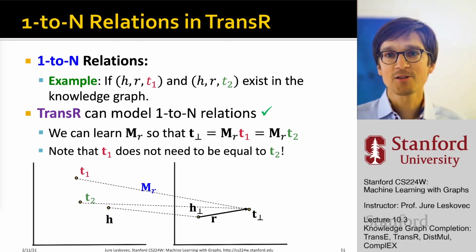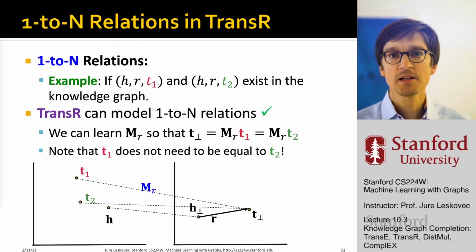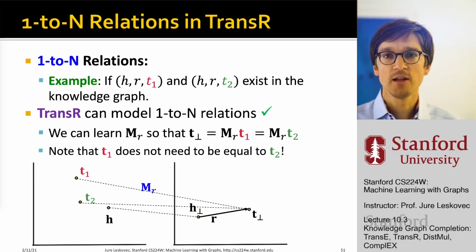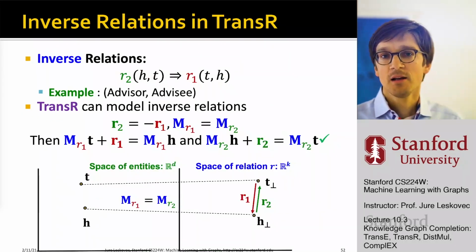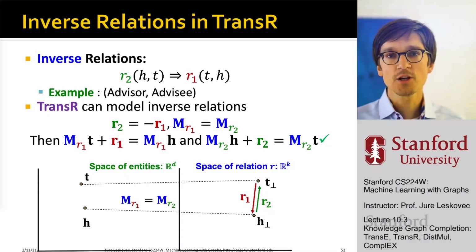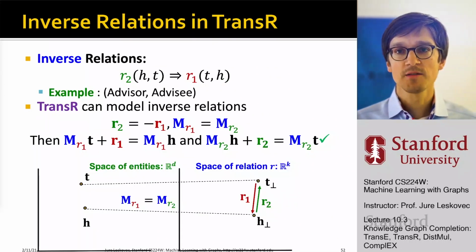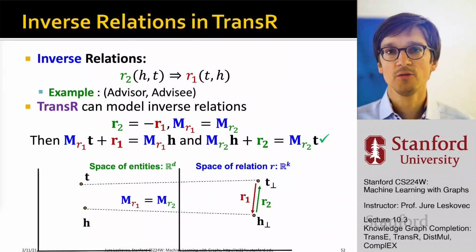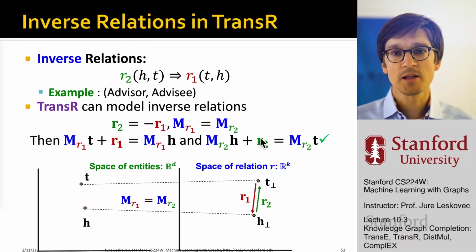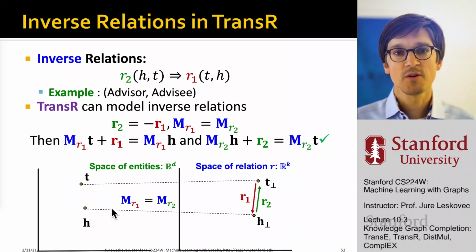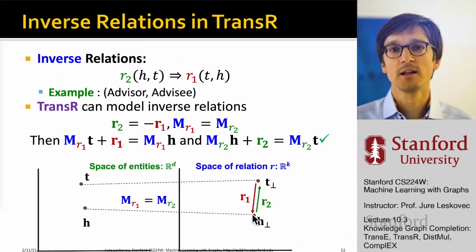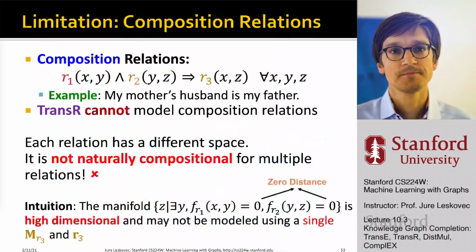So this sounds great, right? It seems we have fixed all the issues with TransE. We can also do inverse relations, because the same way as we were able to do them in TransE, we can do them in TransR. We just need the transformation matrices for both relations to be the same, and then one translation vector is the reciprocal or the inverse of the other translation vector.